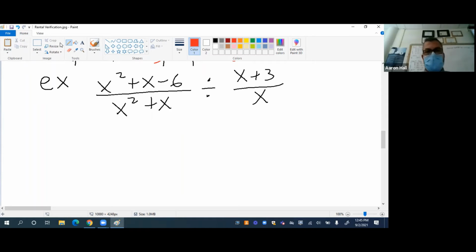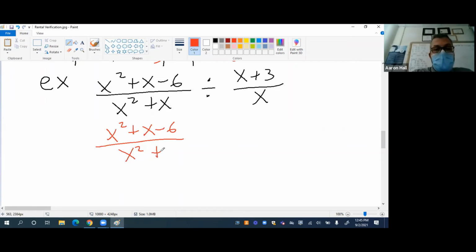Natalie, where do I start? Once you simplify, well, you flip and change the symbol. Okay, so which one, the first fraction or the second fraction, or does it matter? You flip the second one. Good, it has to be the second. So I have x squared plus x minus 6 over x squared plus x times x over x plus 3. Nice.